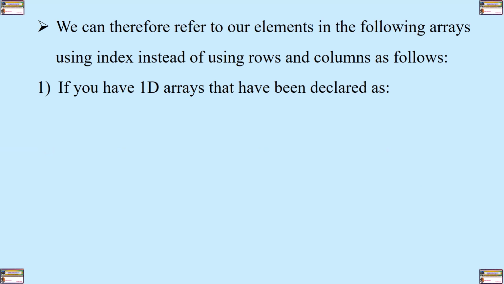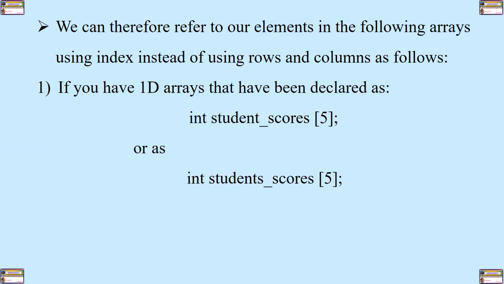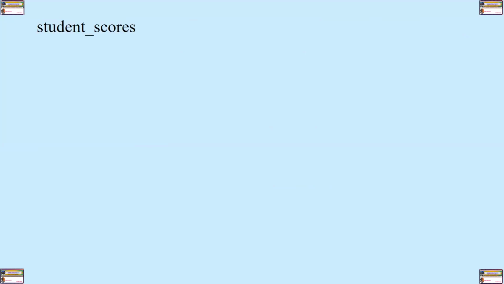So if you have a one-dimensional array that has been declared as follows, the array is called studentScores. It has 5 elements. Those elements are of type integer. Then, if you have another one, which, for example, is called studentsScores, it has 5 elements. The two are the same. The only difference is the name. So the data in this kind of an array would simply be as follows.